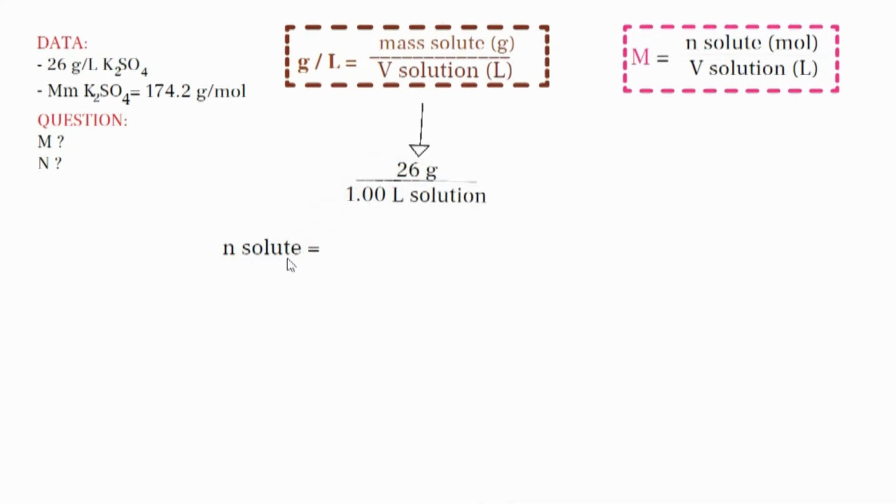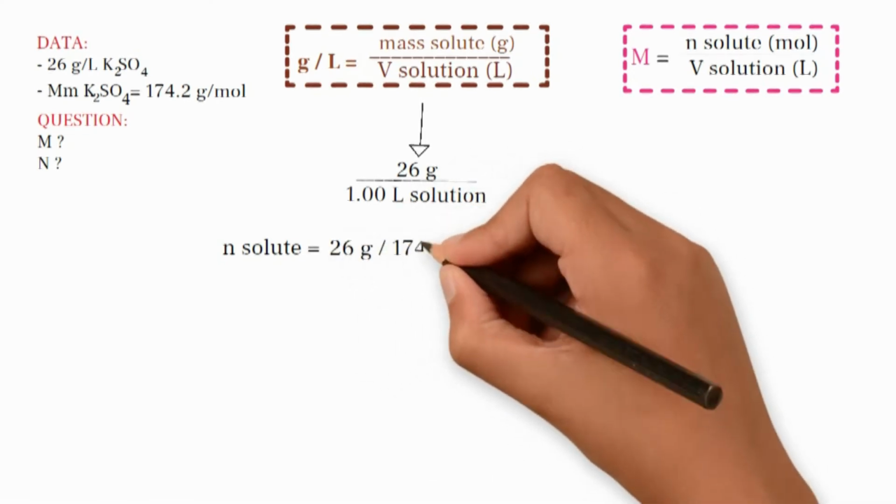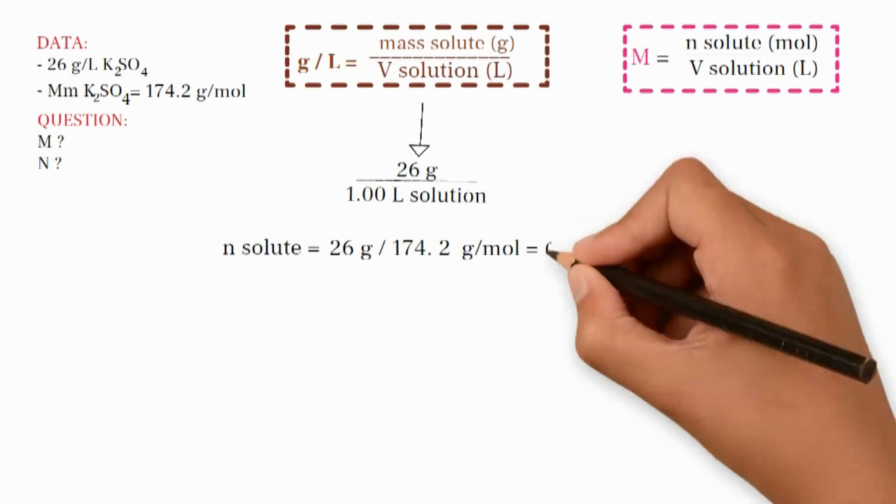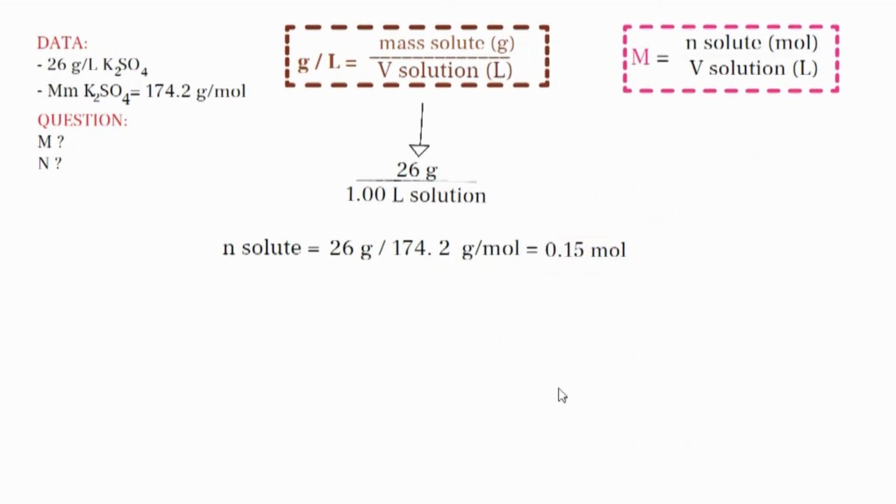What we need is the mole of solute, okay? Because we have the mass of solute, but to know molarity, we need to know the mole of solute. So what we need to do is just to convert mass into mole, and this is very simple. This is probably something you have to do each day in chemistry lab. So just divide the grams by the molar mass of the solute, and the answer is 0.15 mole.